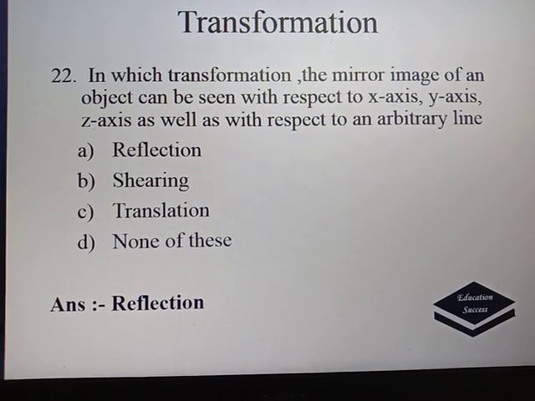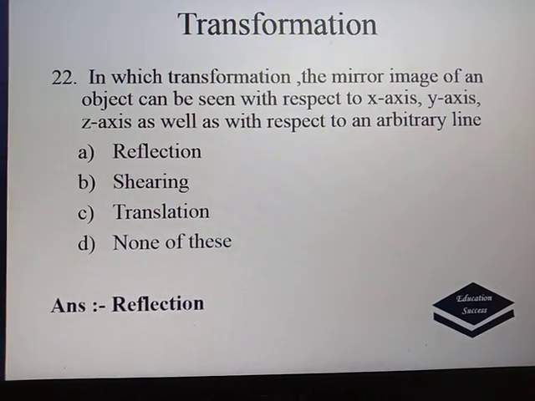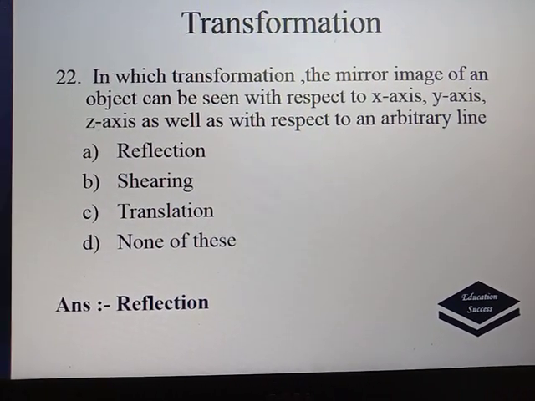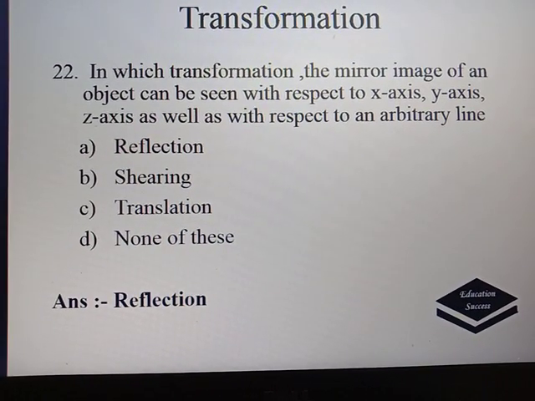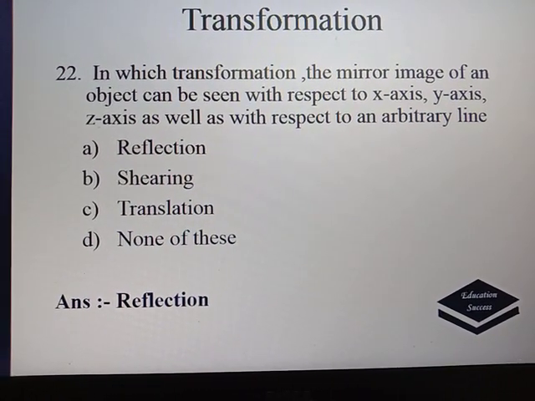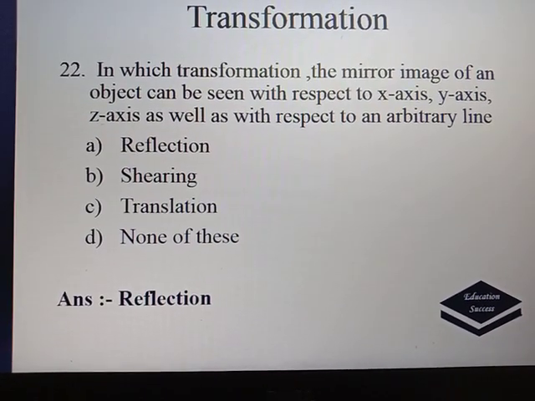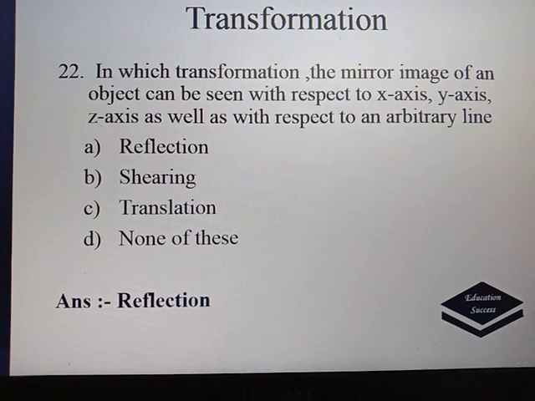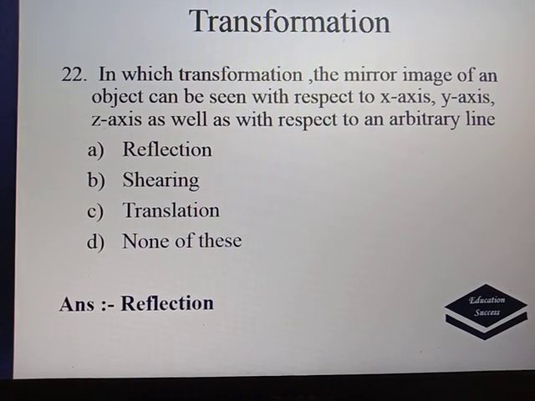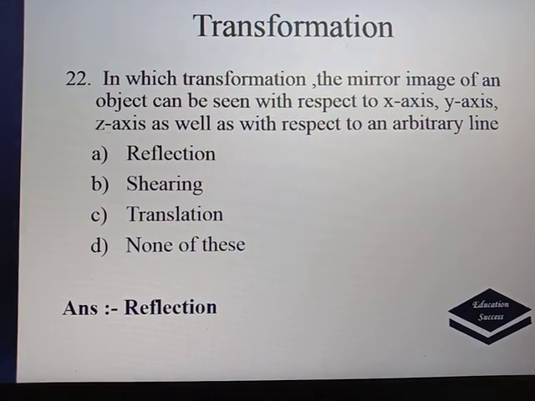In reflection, we are getting the mirror image of an object, and we have already discussed the types of reflection: about the x-axis, about the y-axis, about the z-axis, with respect to an arbitrary line, with the origin, with the line x is equal to y and with the line x is equal to minus y. These are the types of reflection.